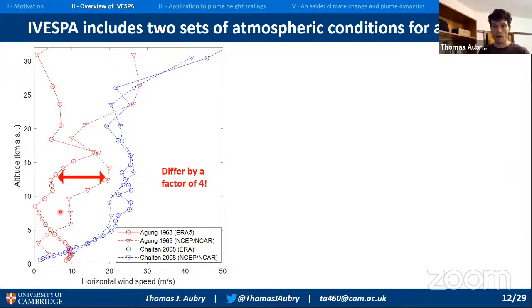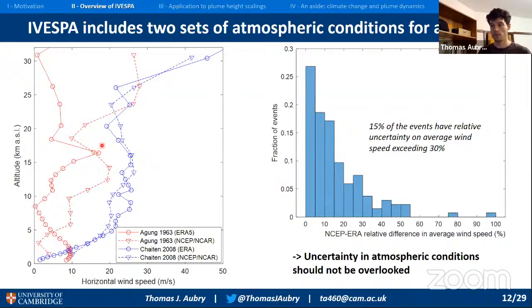If you look at the average wind speed calculated over the column height, this histogram shows the relative difference between the NCEP and NCAR value and the ERA 5 value. You can see that most events have a relative difference below 10%, meaning a fairly low uncertainty on wind speed. That's how you can interpret it. But still, over 15% of the events in the database have a difference that exceeds 30%. So first, we have atmospheric conditions, but we have 2 data sets, and that enables us to constrain uncertainty. That uncertainty is actually quite big, so I think it shouldn't be overlooked.